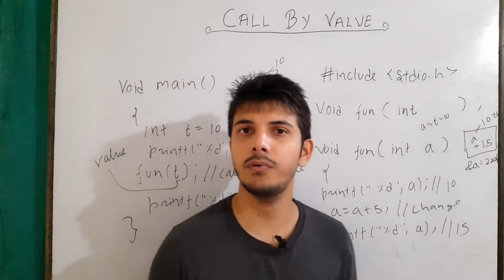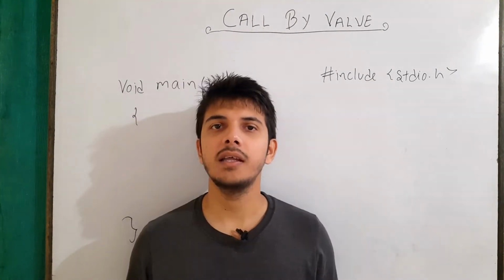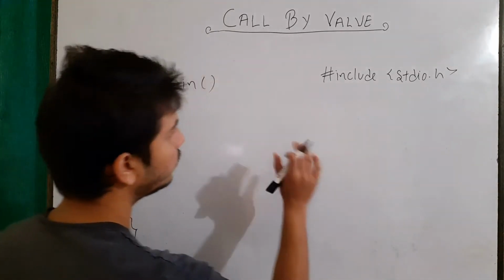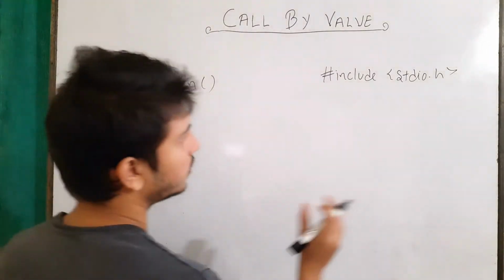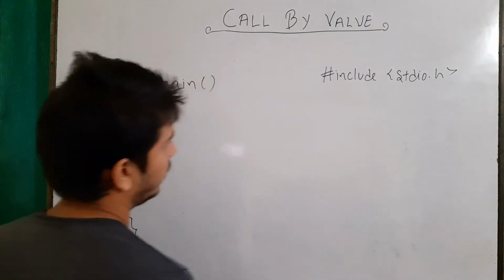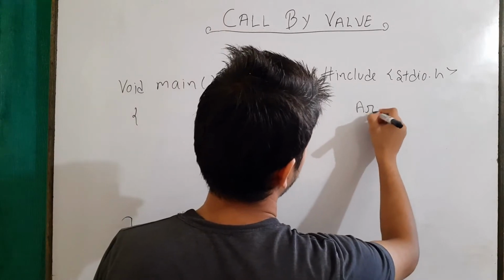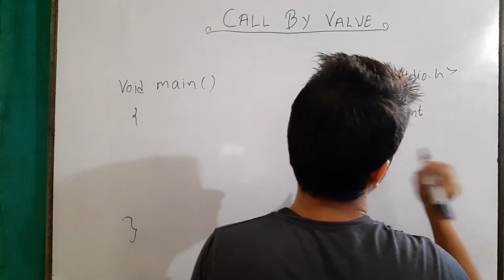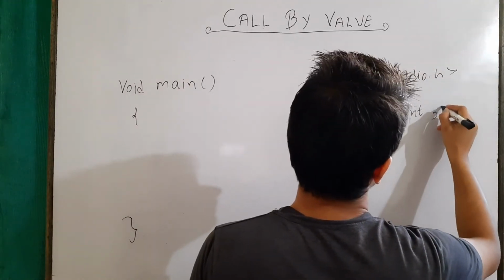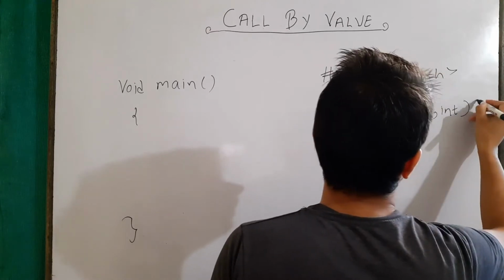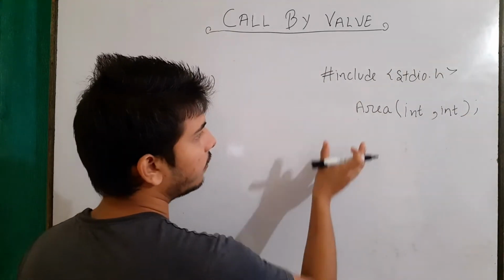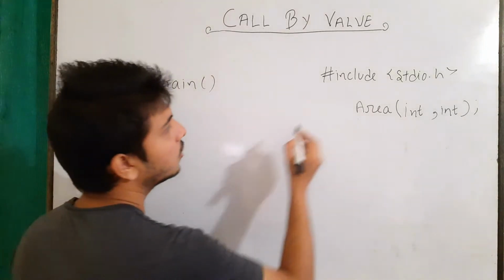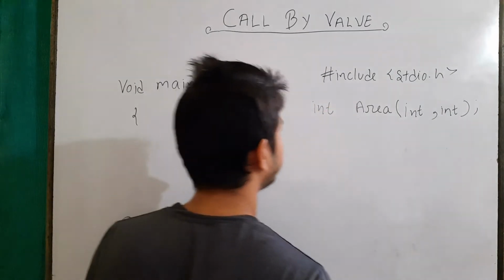Now let's make a program to understand this concept in a better way. Let's make a function to calculate the area of a rectangle. To calculate the area of a rectangle, two inputs will be given to our function. Let's say the name of our function is area, and it will take two inputs. Both inputs could be integer or float type, but let's say we are taking the input as integer type. And it will calculate the area and return the value of the area, so the return type will be int.